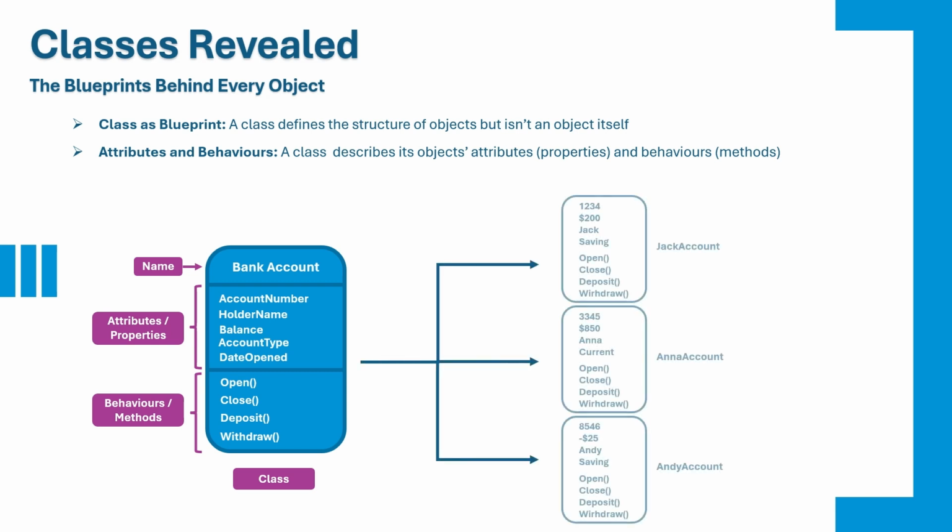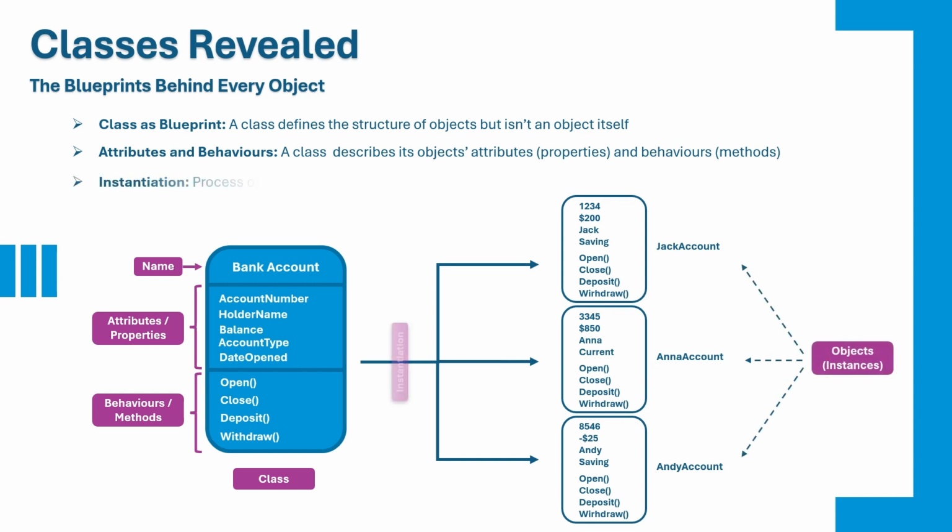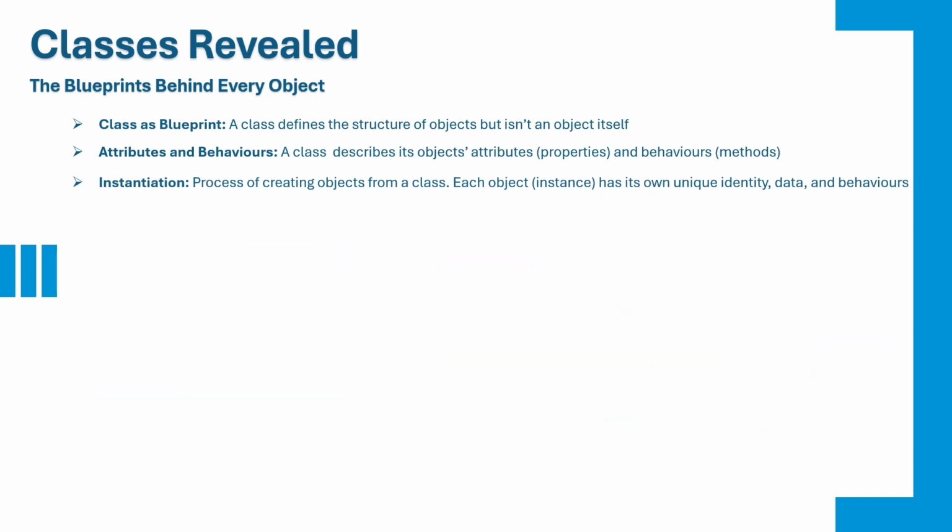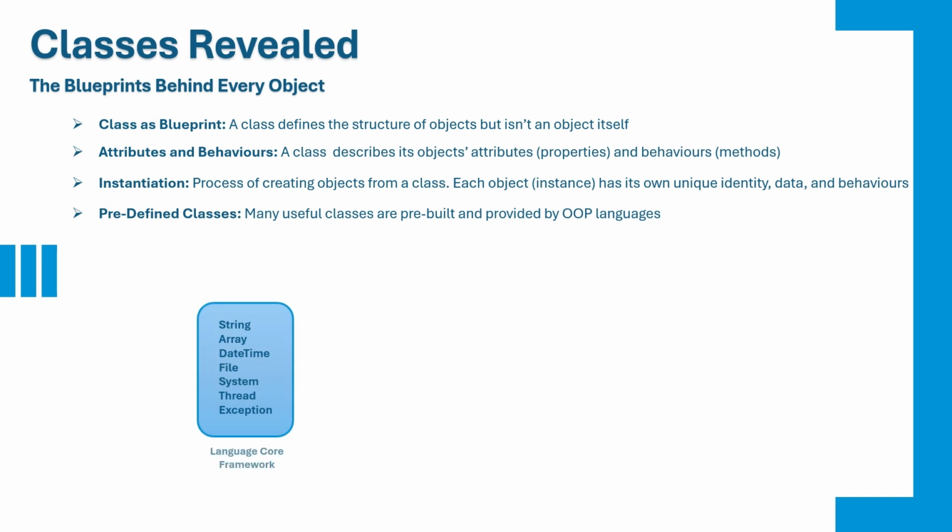Once the class is defined, we can create objects from it. This process is called instantiation, and each object is an instance of the class. Each object has its own identity, data, and behaviors. For example, one bank account object might have a balance of $200, another might have $850, and yet another might be overdrawn at $25. You can deposit to one account and withdraw from another. Each operation is independent.